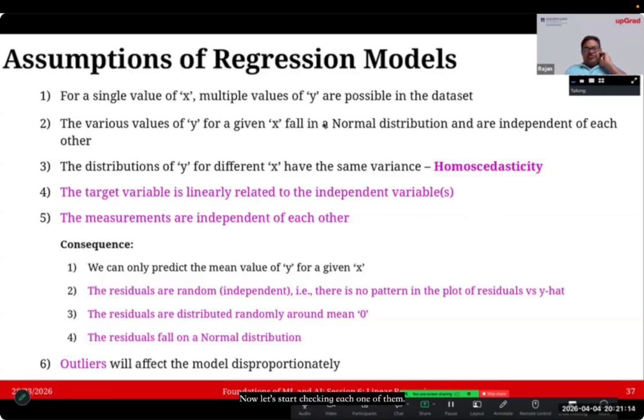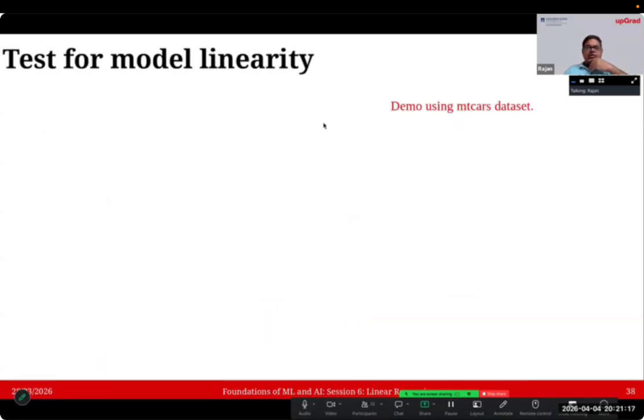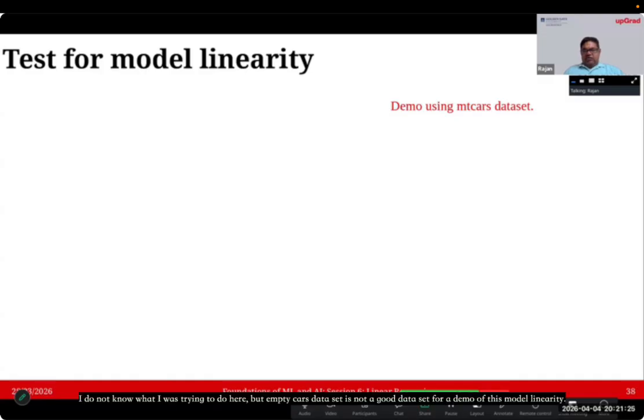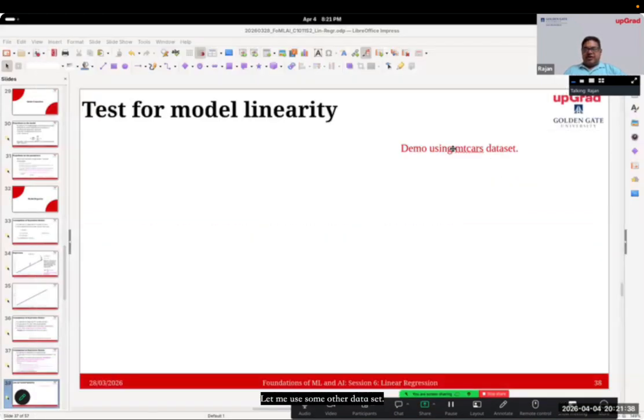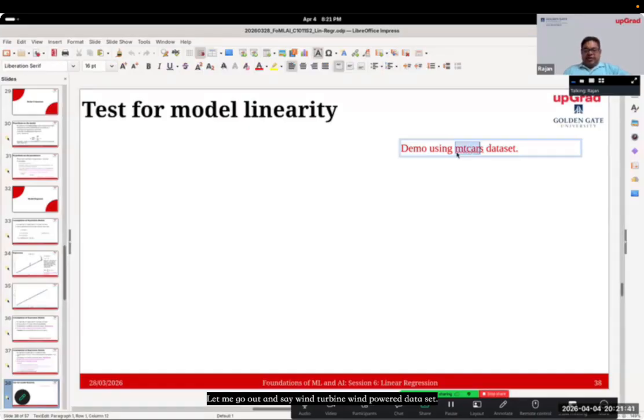Now let's start checking each one. Very similar, just the change of the sign. The demo using the mtcars data set: the odds do not know what probability of success to do here, and the mtcars data set is not a good data set for a probability demo. Let me use some other data set. Okay, let me go and use a wind turbine. It's a very symmetric relationship. Wind power data set. So let's take a look at that.